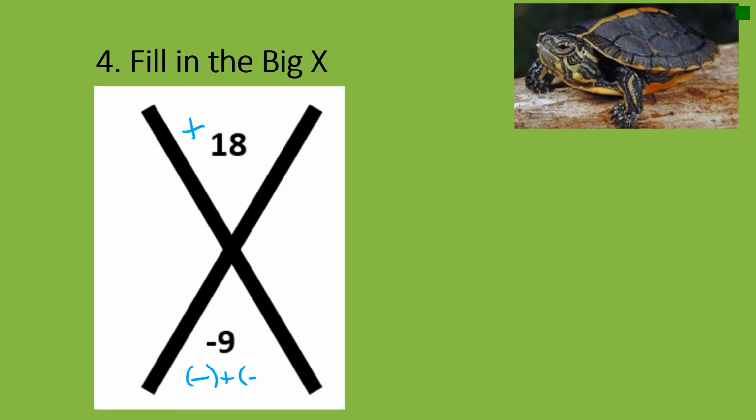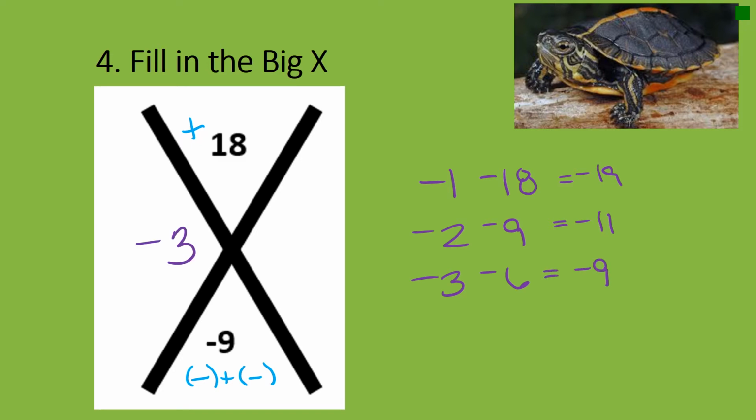So I'm going to do a negative and a negative. When I get my numbers for 18, I have 1 and 18, but they both need to be negative. Negative 1 minus 18, negative 19, no good. I've got 2 and 9, but they both have to be negative. Negative 2 minus 9 is negative 11, no good. I've got 3 and 6, but they both have to be negative. Negative 3 minus 6 is negative 9. There are the two side numbers I'm looking for.